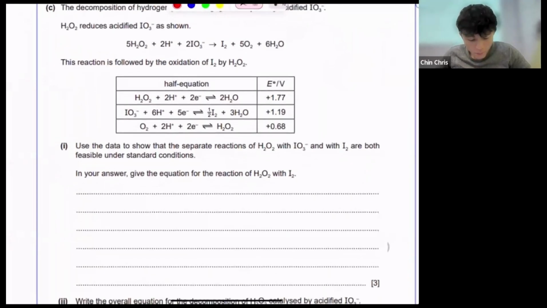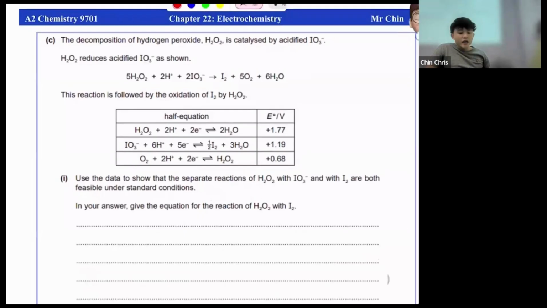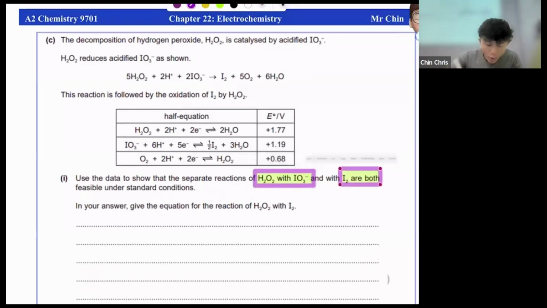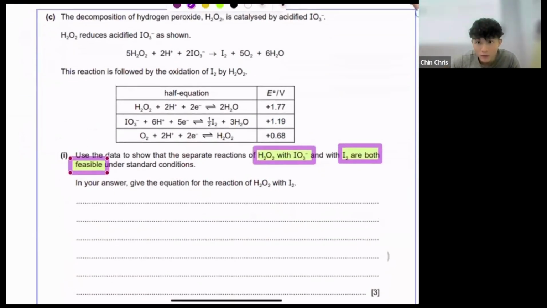Okay, guys, one more. This one. Let's go. Alright, guys, let's look at the question. They want you to use the data to show that the separate reactions of H2O2 and IO3- and I2 are both feasible. Page 39. You have to show that they are both feasible under standard conditions.